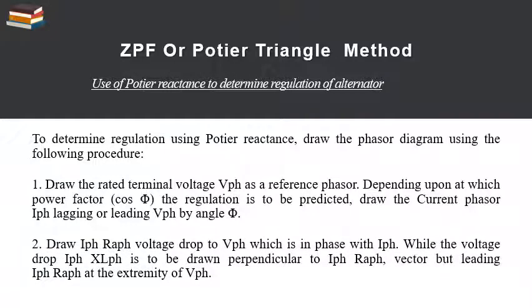Number 2, draw IPH into RAPH, the voltage drop to VPH, which is in phase with IPH. जहां भी मैंने pH का यूज किया है वो सारे हमारी phase value हैं. While the voltage drop IPH into XLPH is to be drawn perpendicular to IPH into RAPH, leading IPH into RAPH at the extremity of VPH.